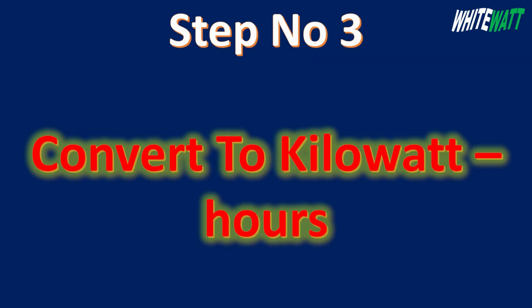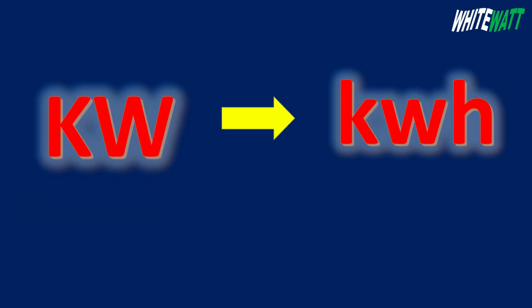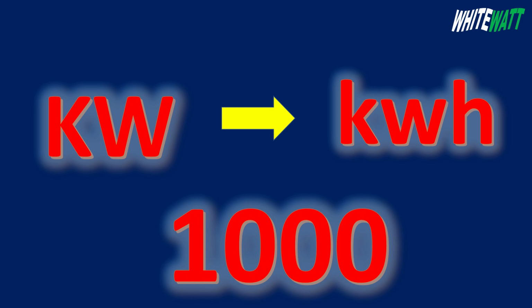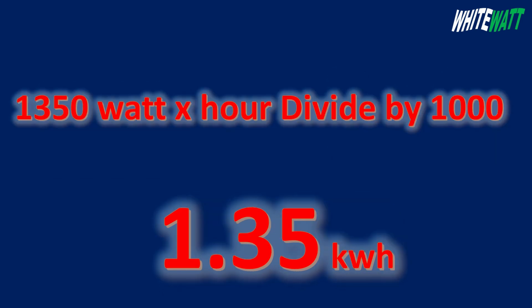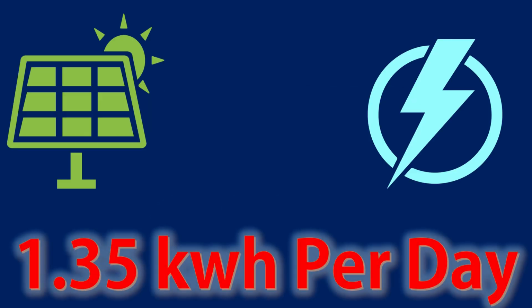Step number 3. Convert to kilowatt hours. Electricity bills use a unit called kilowatt hour, or kWh. To convert watt hours to kilowatt hours, you divide by 1000. 1350 watt hours divided by 1000, so the answer becomes 1.35 kilowatt hours. So your solar panel will generate around 1.35 kilowatt hours per day.